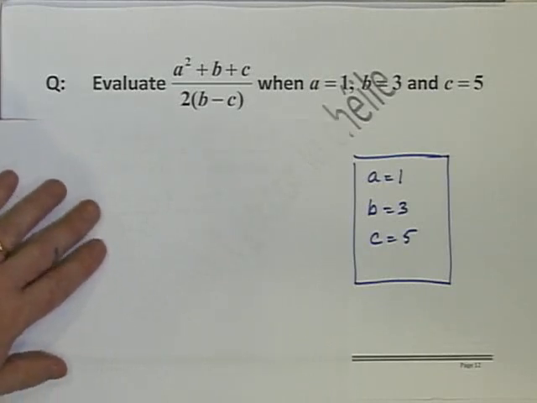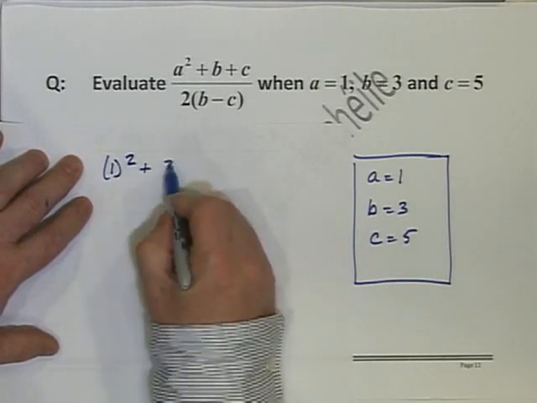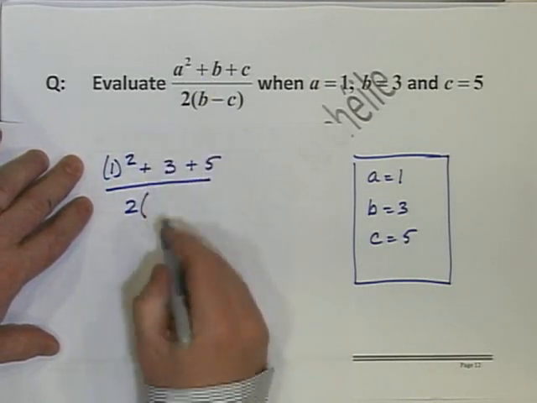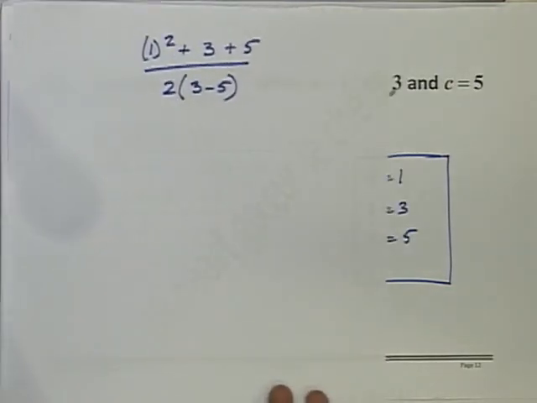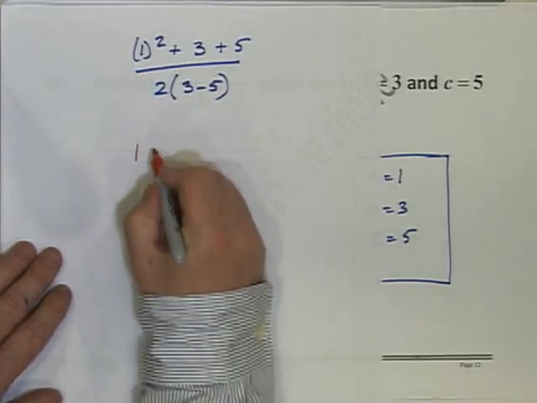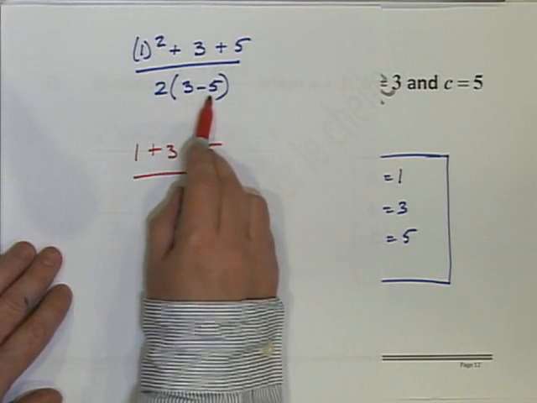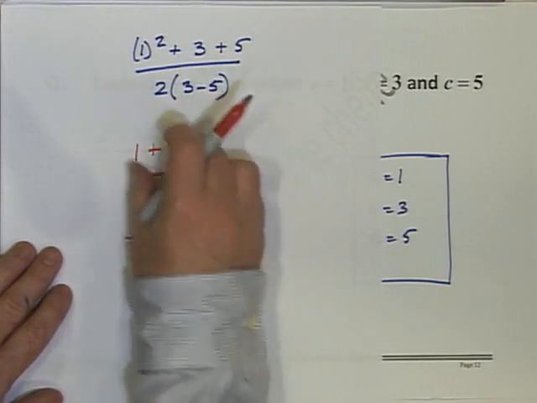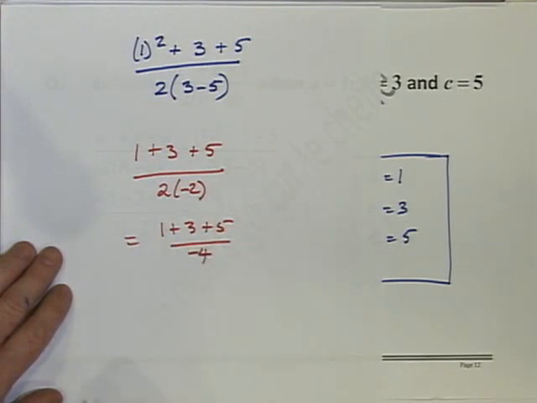And you say, okay, well, a squared then would be 1 squared, plus b is 3, plus c is 5, over 2 divided by b, which is 3, minus 5. And all you do now is you respect the PEMDAS. 1 squared is 1, plus 3 plus 5. But 3 minus 5 is done first, because it's in the brackets. So it's 2 times minus 2.